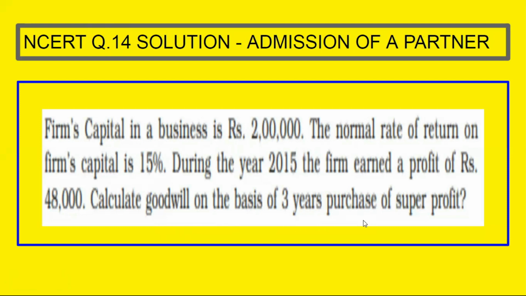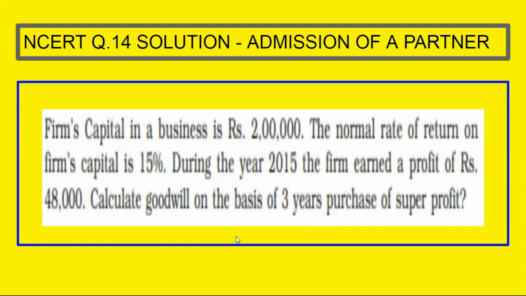So in this question, they have asked to calculate the goodwill on the basis of the super profit method, based on 3-year purchase of super profit. The data given: capital employed is 2 lakh, the normal rate of return is 15%, and the actual profit earned by the firm is 48,000. So having these details, let's solve this question.